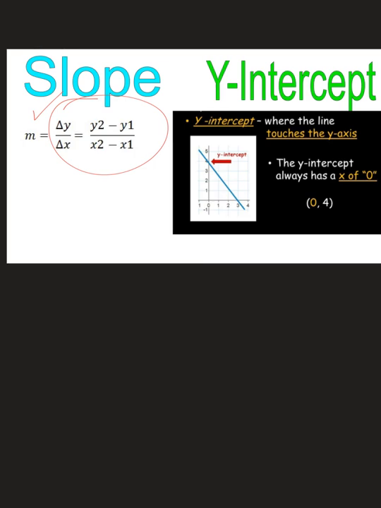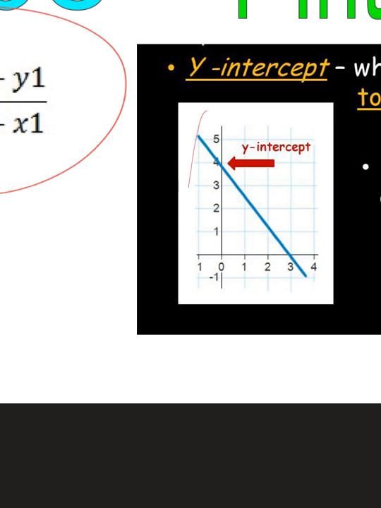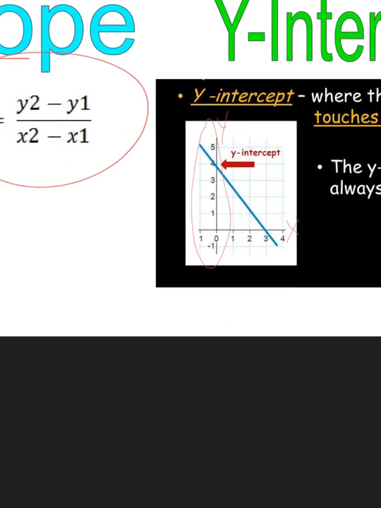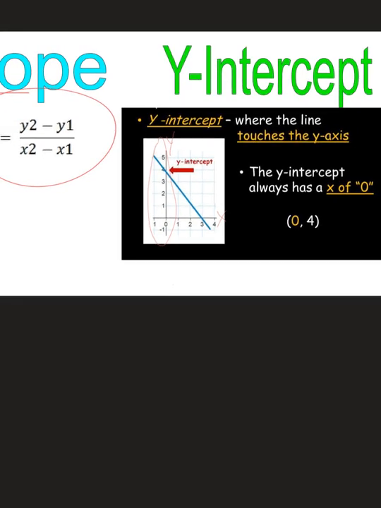Our y-intercept is where the line touches the y-axis. Now I'm going to zoom this in a little bit right here, and you need to know, guys, that the y-axis, boom, y to the sky. The y-axis is the one that runs up and down. Your x-axis is the one that runs side to side. And where that line hits the y-axis, that is your y-intercept.